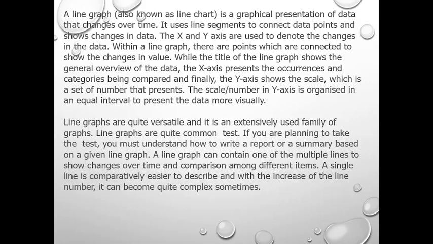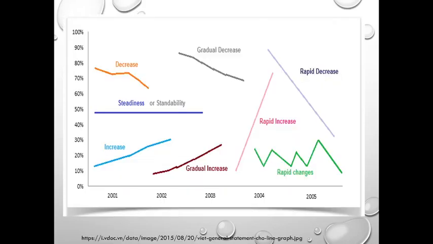Line graphs are quite common in the test. If you are planning to take the test, you need to understand how to write a report or a summary based on a given line graph. A line graph can contain one or multiple lines to show changes over time and comparisons among different items. A single line is comparatively easier to describe, and with the increase of the line number it can become quite complex sometimes. Also, guys, here I also attach the same examples of our line graphs and how different and varied they can be.